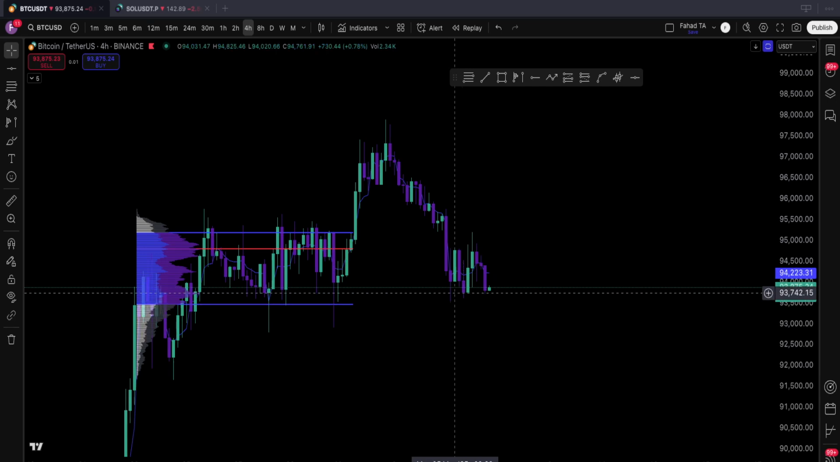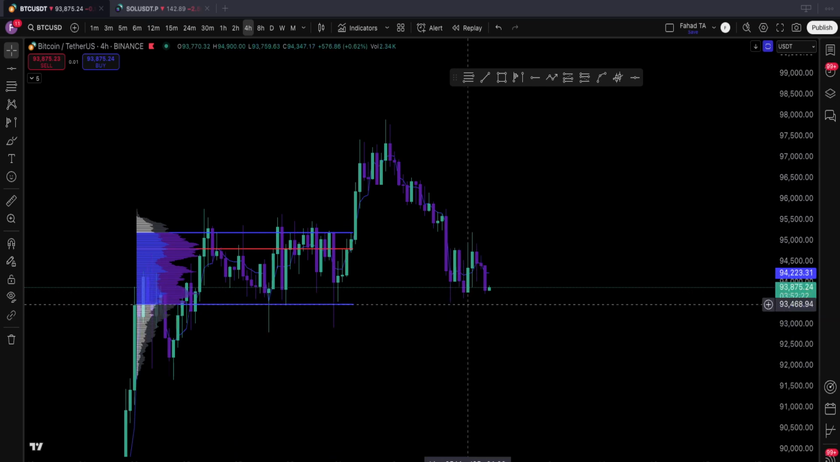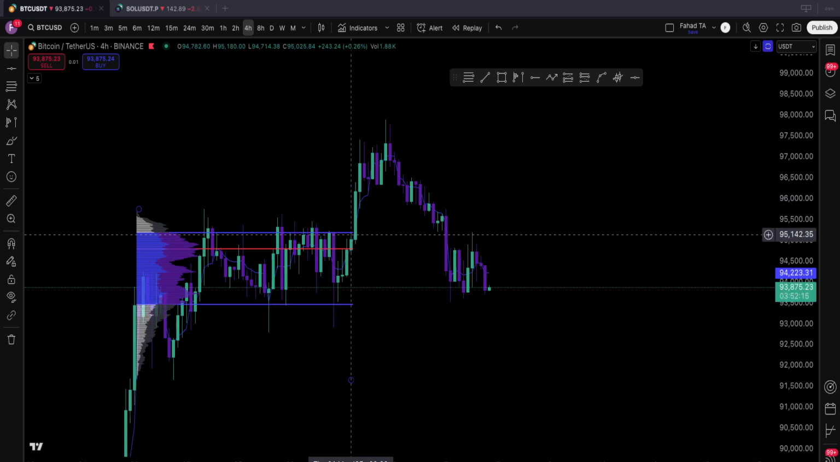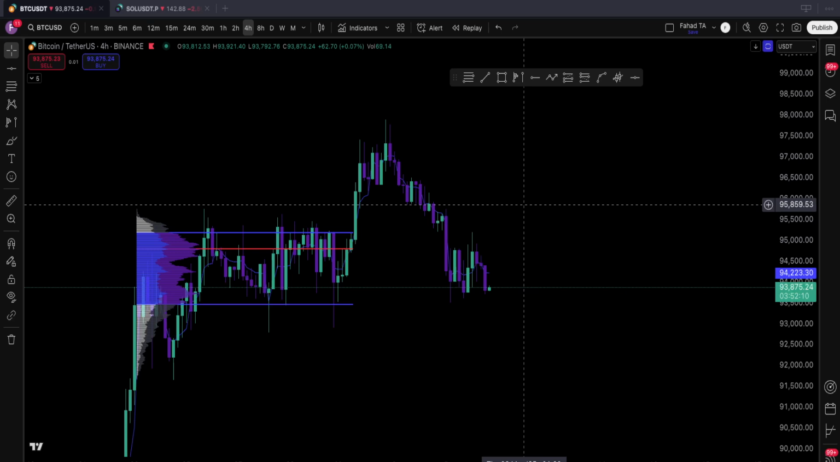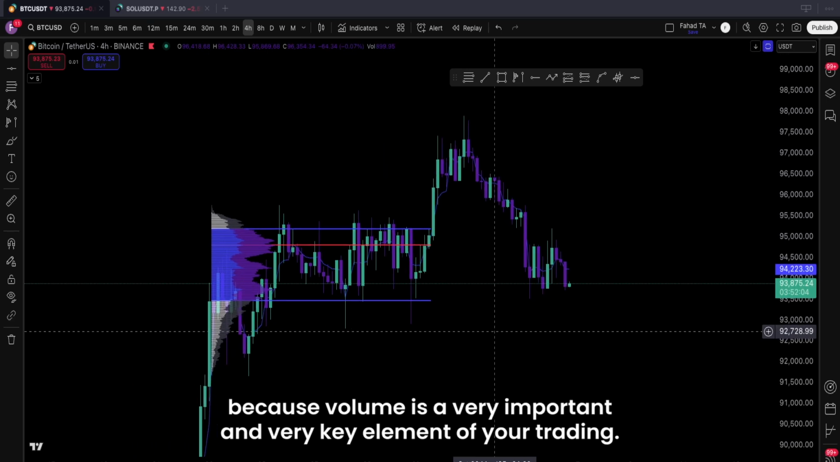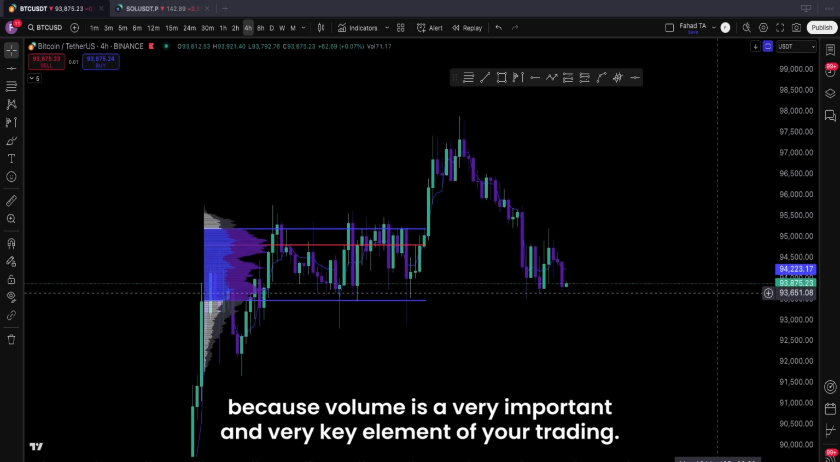So we are getting a good push from the volume area low level. We got another trading move. We could have entered at volume area low and targeted the volume area high, and we did actually get to see that as well. So this is the kind of power, this is the kind of push that this particular tool gives you. And you always want to use them because volume is a very important and very key element of your trading.